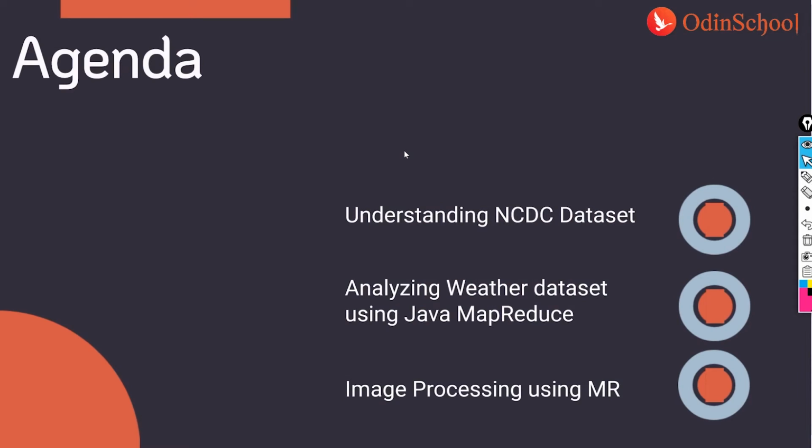So in today's session, the agenda would be understanding the NCDC dataset, which is from the climate data center. Then we will analyze the weather dataset using Java MapReduce. And finally, we will perform image processing using MapReduce.